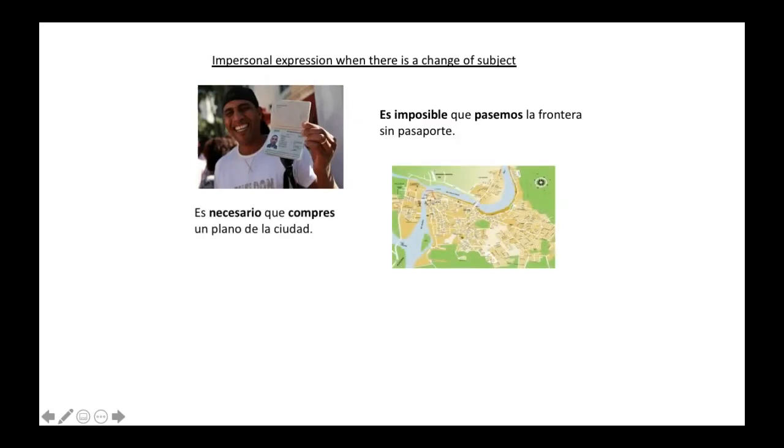Es necesario que compres un plano de la ciudad. It's necessary that you buy a city map. So if you want to say it's necessary to buy the map, you don't have to think about subjunctive: es necesario comprar un plano de la ciudad, ¿no? But if you want to say it's necessary that you buy, then comprar becomes compres. You have to put subjunctive here. Compres is subjunctive. Indicative is compras.